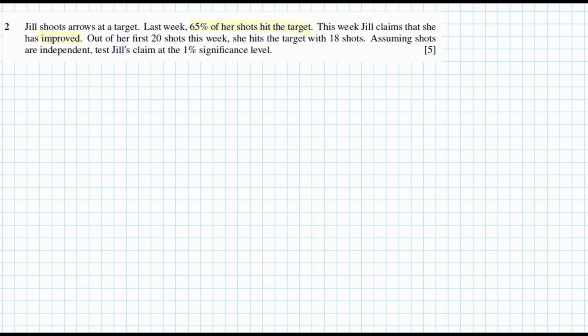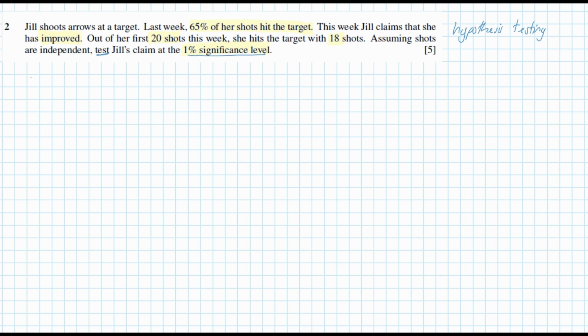Out of her first 20 shots this week, she hits with 18. So we've got 20 shots, she hits 18. Assuming the shots are independent, test the claim at the 1% significance level. When you hear this kind of thing, you should be thinking hypothesis testing. The reason you should be thinking that is because of this here and this. It's giving you big clues.